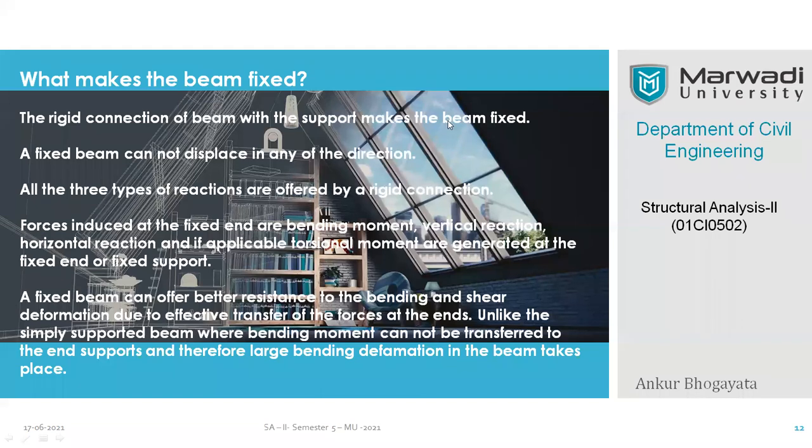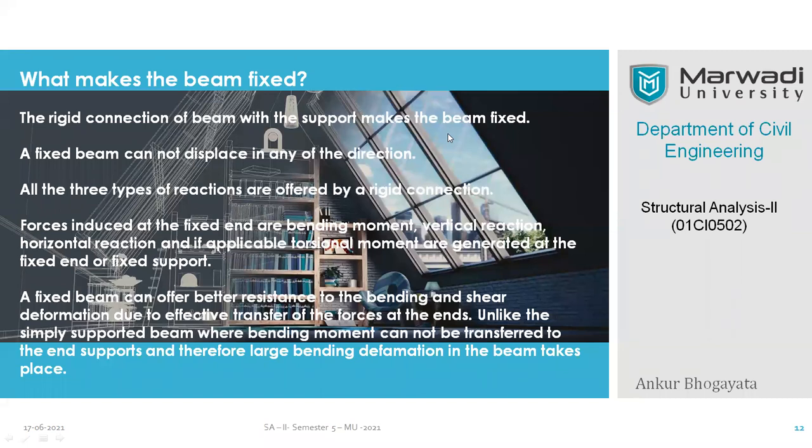So that means a rigid connection can offer you a variety of reactions, including reaction to the displacements and reaction to the rotation. So it doesn't allow your beam to move in any direction. That's why it is called a fixed beam. A fixed beam cannot displace in any direction, as you know. All three types of reactions are offered by a rigid connection.